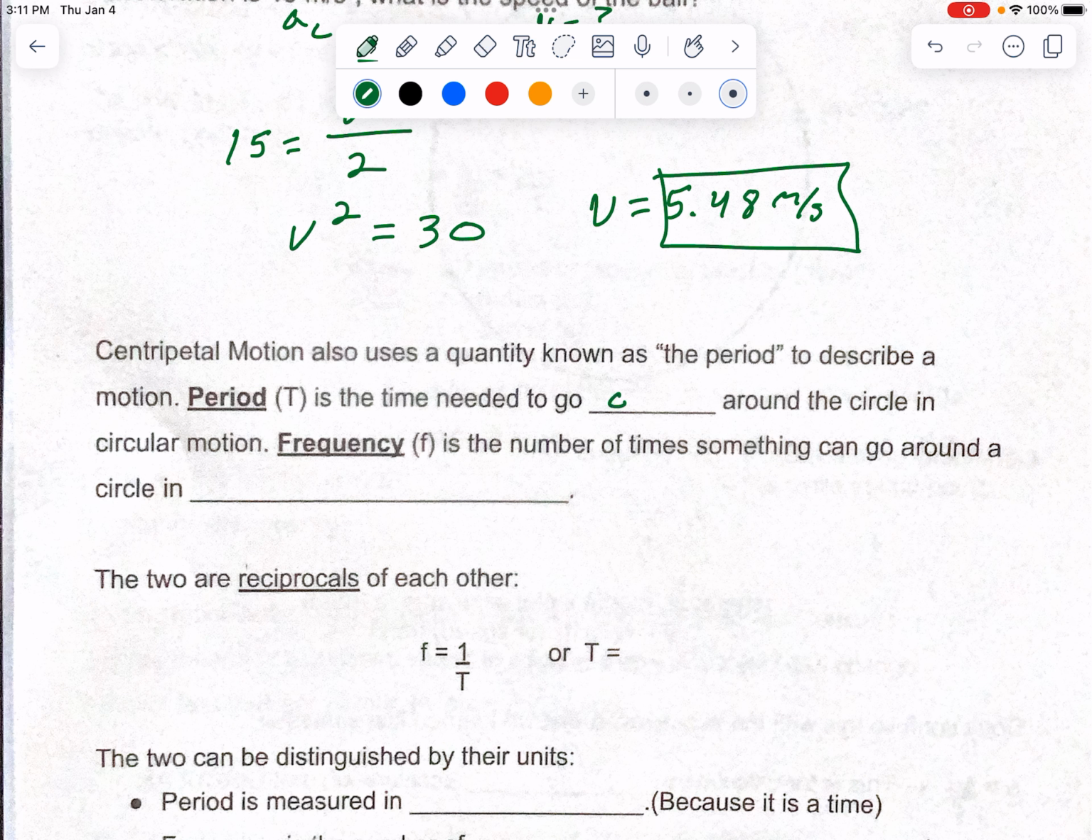Again, these things are bolded and underlined for a reason, so make sure you know them. It's characterized by the uppercase T.